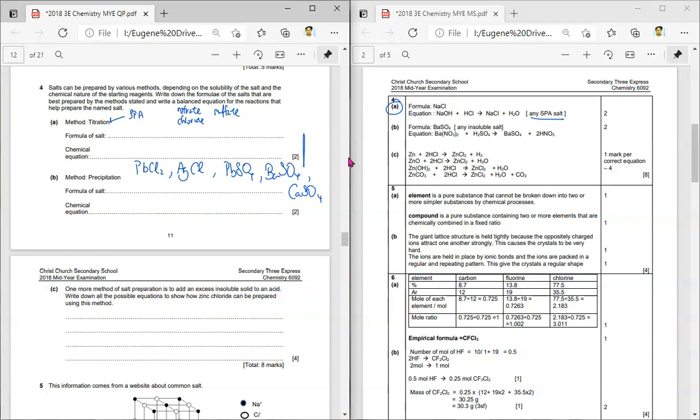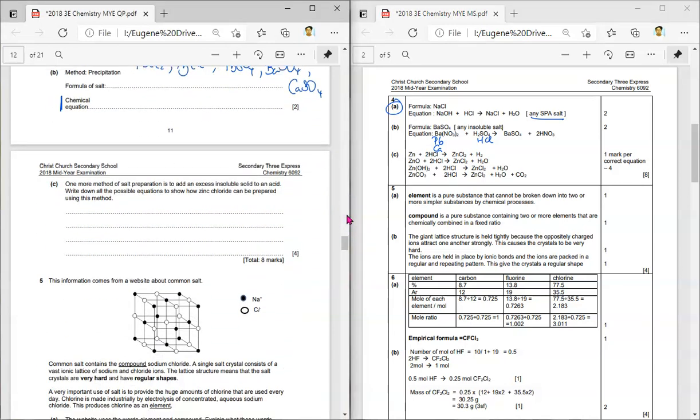And then the chemical equation. If you have any questions, feel free to text me, I can double check for you. This is just for the barium one. You can swap the word barium for lead, or for calcium nitrate. Then the acid can either be HCl or H2SO4, because you are forming chloride or forming sulfate. Okay, next one. Part C. One more method is to add excess insoluble solid to an acid.